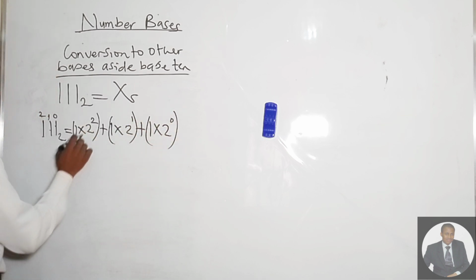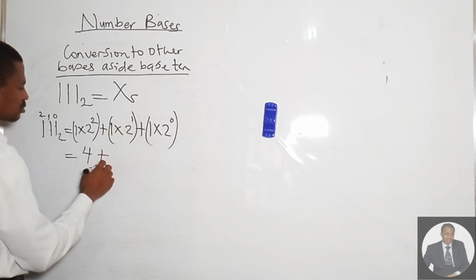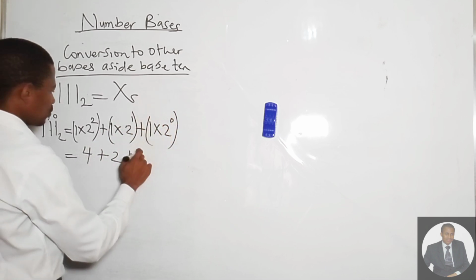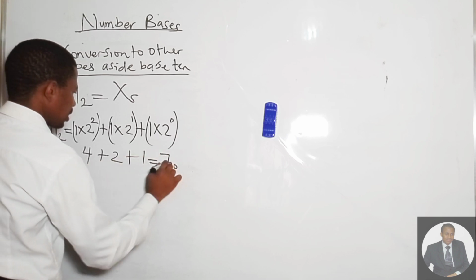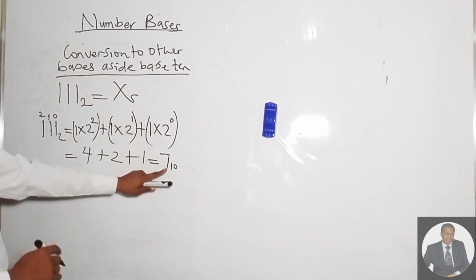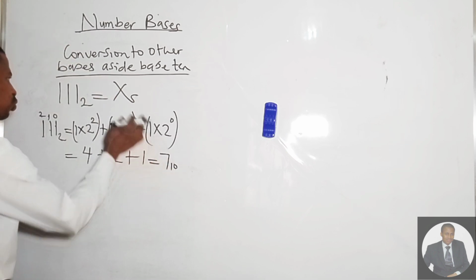So 1 times 2 raised to power 2 is 4, plus 2 raised to power 1 is 2, plus 2 raised to power 0 is 1, and 1 times 1 is 1. So we have 7 base 10. 4 plus 2 plus 1 gives us 7. So this is in base 10. We will now convert this to base 5.